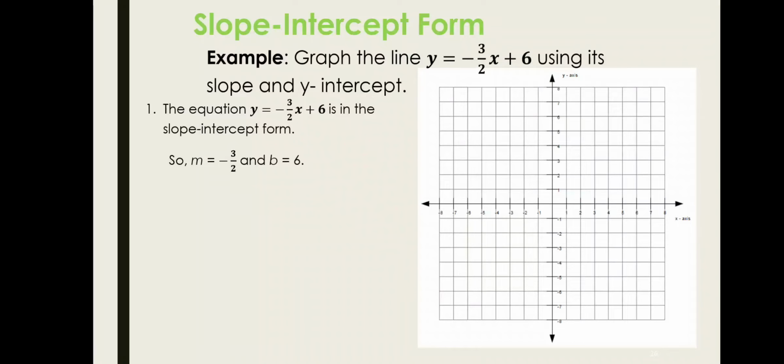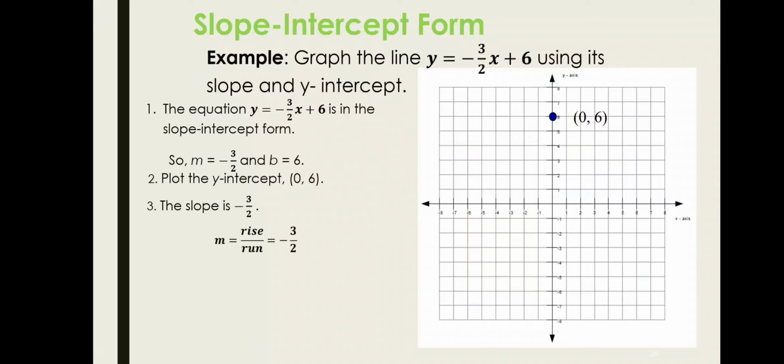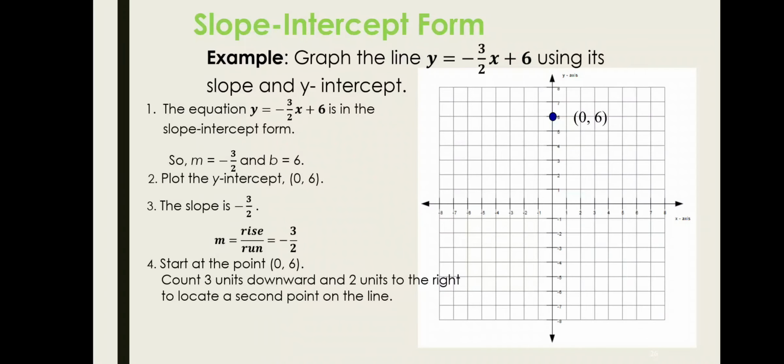Step 2. Plot the y-intercept. We have (0, 6). (0, 6) is located on the y-axis of our Cartesian plane. Step 3. The slope is negative 3 over 2. Notice that our slope is negative. Remember that if the slope is negative, the line rises from right to left, or it falls from left to right. To plot the second point, in step 4, start at the point (0, 6).